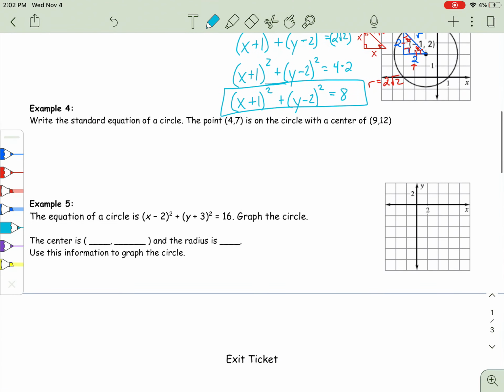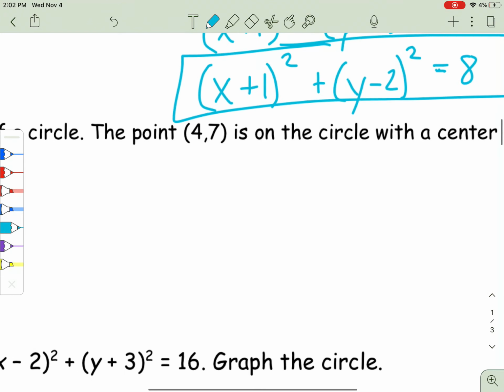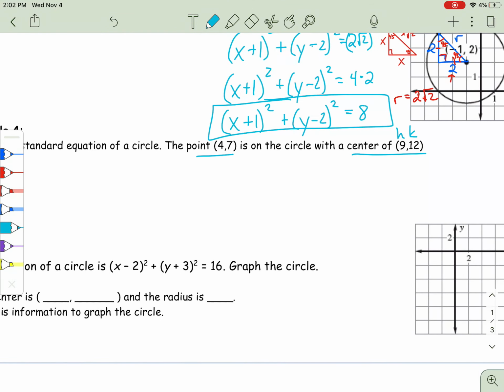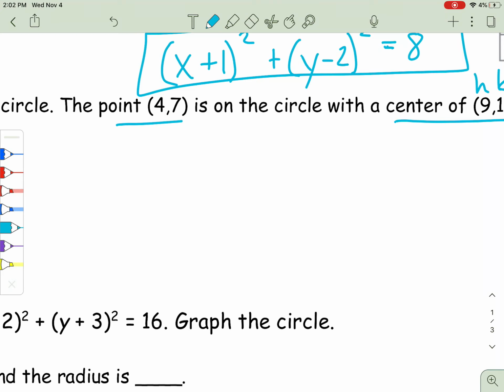Okay. All right, for number 4, it says write the standard equation of a circle. The point 4, 7 is on the circle with a center of 9, 12. So this is my H and K, but notice it does not give us a radius. It just says the point.